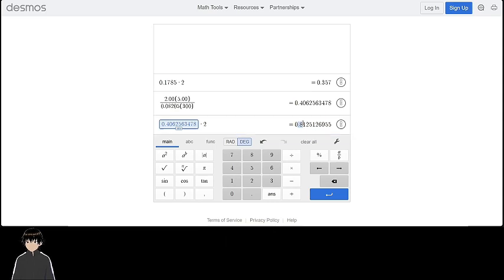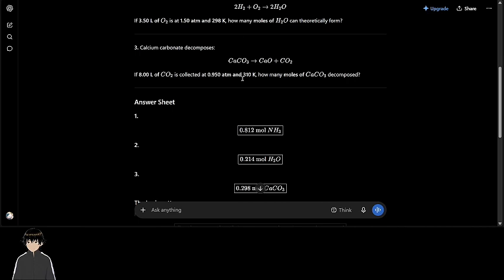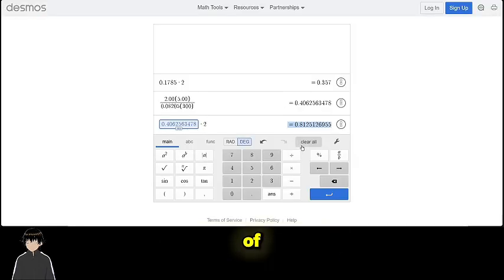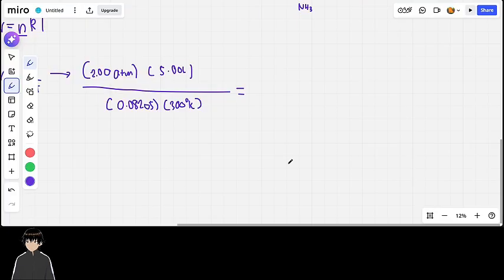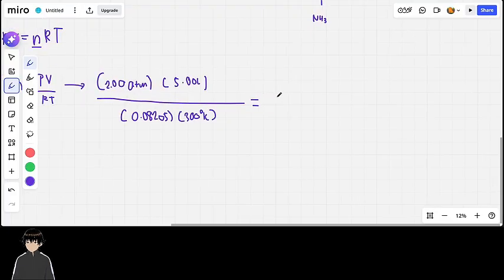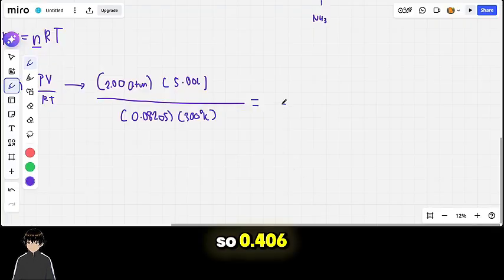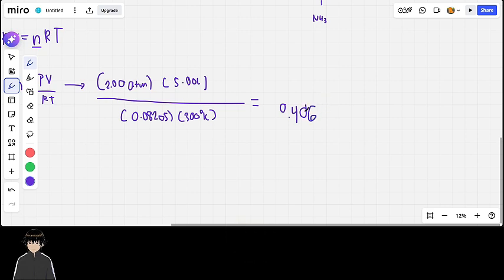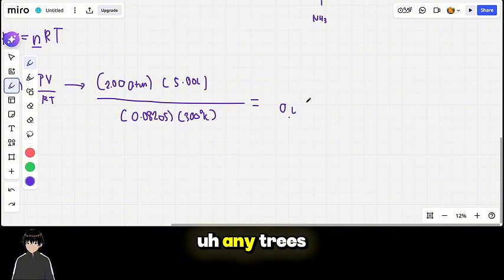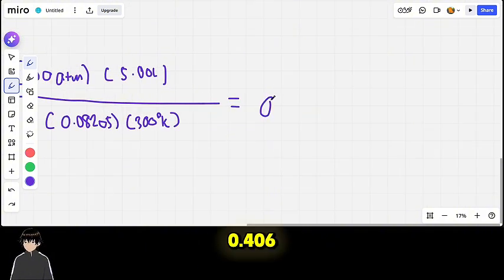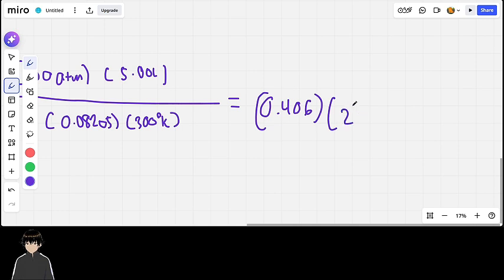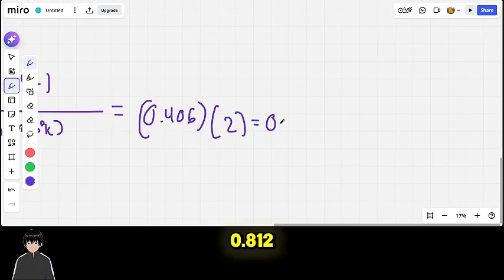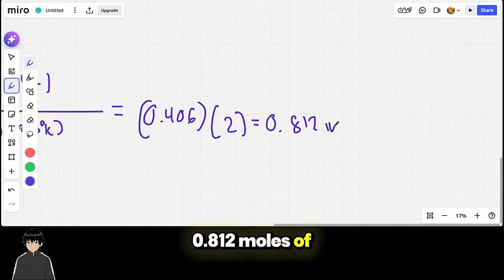So about 0.812 moles of NH3. So 0.406 times 2, because there are two NH3s there in the equation. 0.406 times 2 is equal to 0.812. Okay? 0.812 moles of NH3.